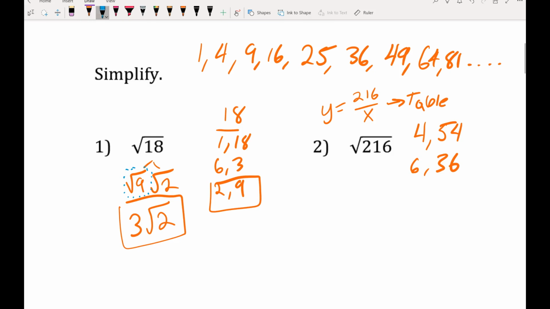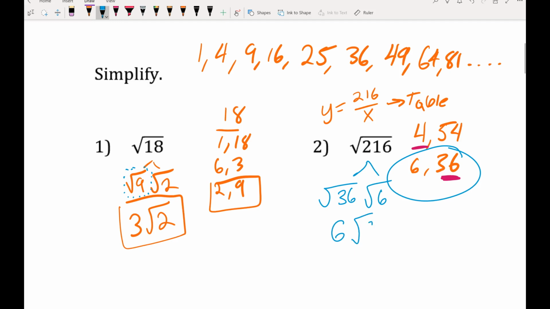Now I notice as I'm looking at these factors, 2 of those pairs have a perfect square. But what I want to look for when I'm simplifying radicals is the biggest perfect square that goes into it. Just like how when we factor we pull out a greatest common factor, I want to look for the greatest perfect square factor in this case. So I could break 216 up into radical 36 times radical 6, and radical 36 is just 6, and I bring down the radical 6. So radical 216 simplifies to 6 radical 6.